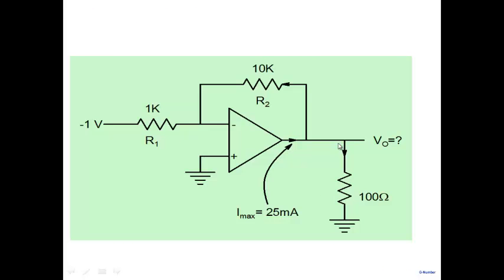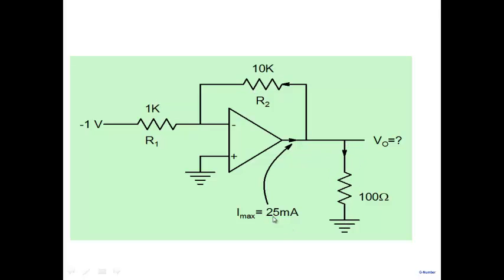So 25 milliamperes, how much will you get here? Let's say assume a value of V0. For that value of V0, you need a current here, which is V0 by 100. And you need a current here, which is V0 by 10K. That current of 10K is obviously much smaller than 100. So how much will you get?